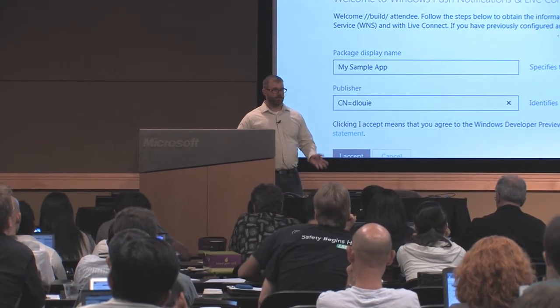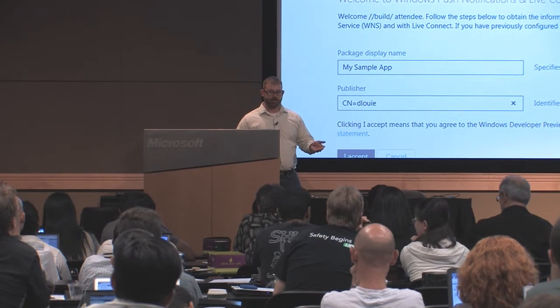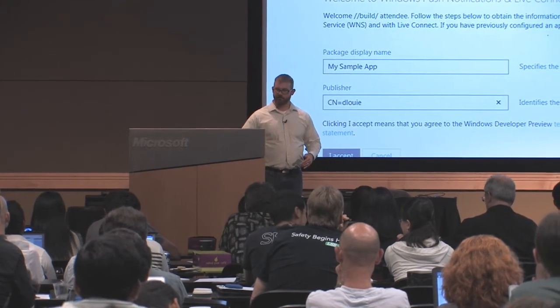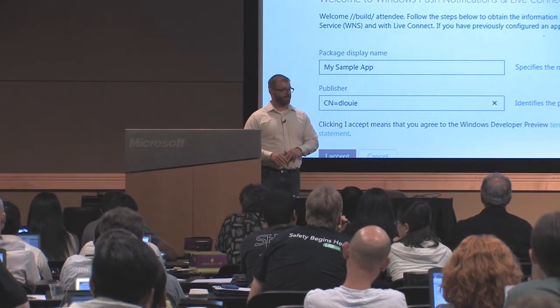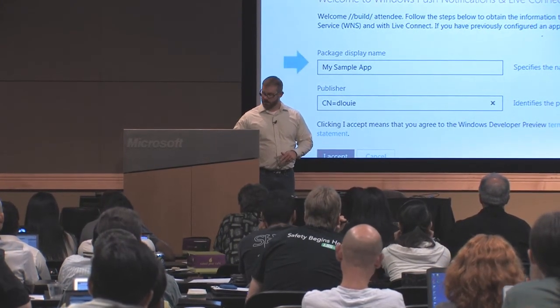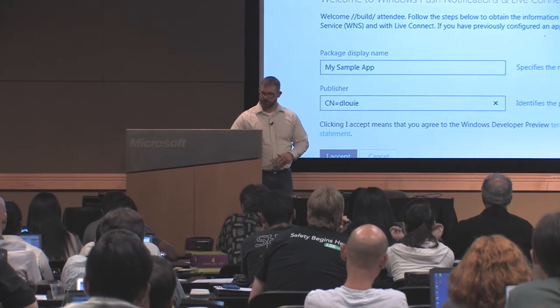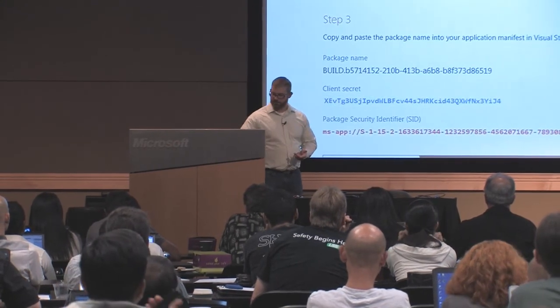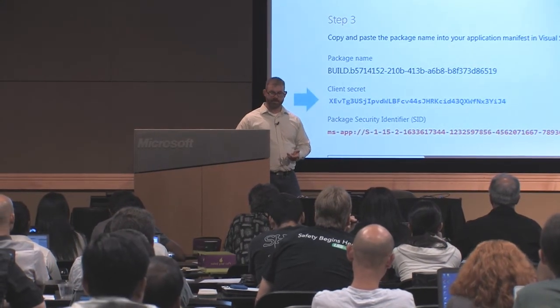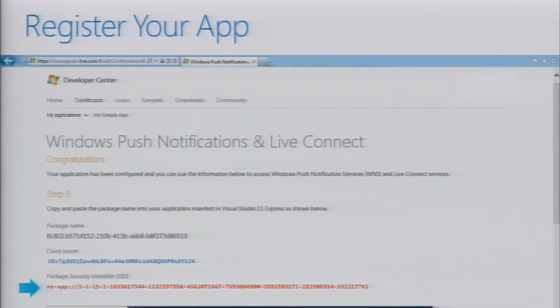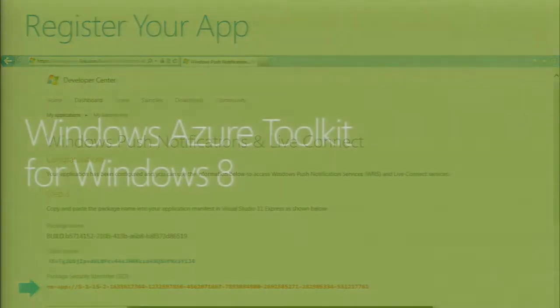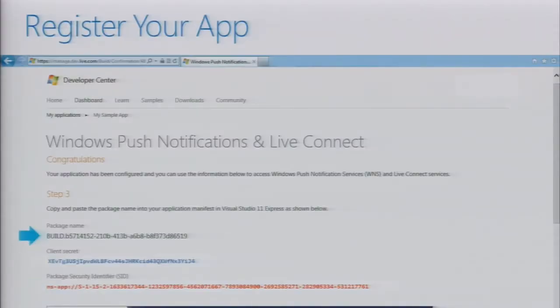When you go to this site, you'll log in and you'll provide your package name, your application name. You'll provide your publisher. These are things that have to match up with what's inside of your application. And once you do that, we'll give you a package name, we'll give you a client secret, and a security identifier. The package name has to be what is in your, go back here. This package name is what has to match up inside your application package.